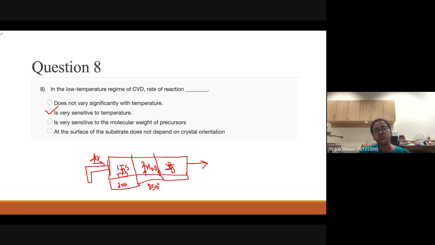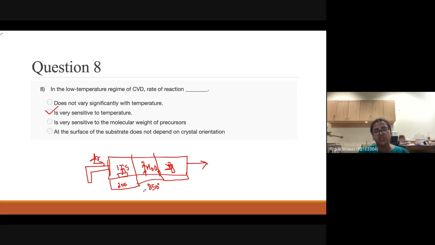So this is the basic structure of how a thin film is deposited in an APCVD system. Here is the exhaust. So this is all about the temperature. We are giving the temperature.